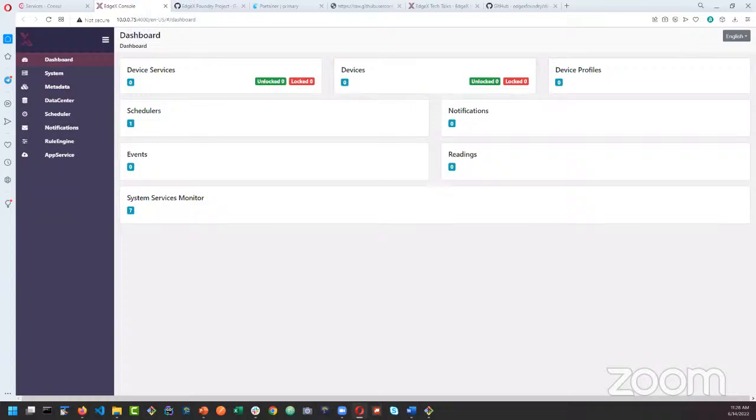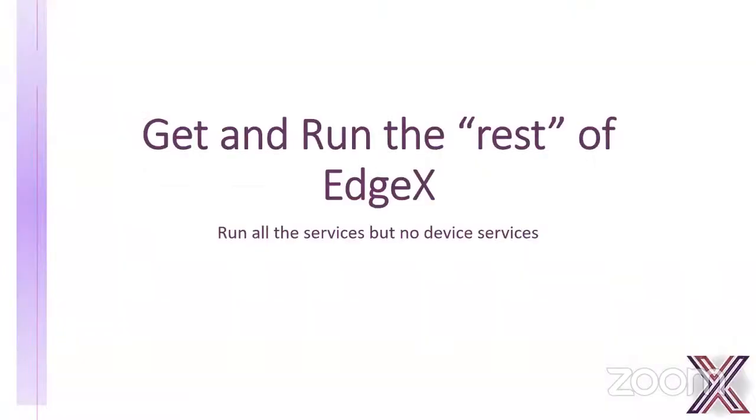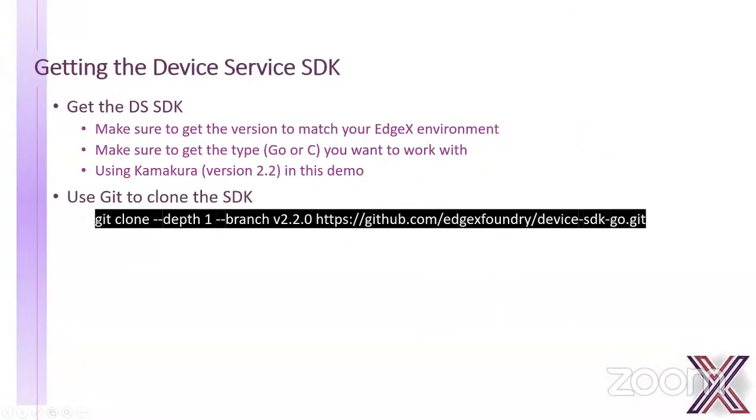Okay, what's next? I've got Docker Compose that's brought up all of my EdgeX environment, and I've tested to make sure it's all up and running. The next task I have is to go out and get the device service SDK. Again, the SDK comes in 2 flavors, Go and C. In this particular demo, I'm going to use the latest, the Kamakura version. How do you get the device service SDK?